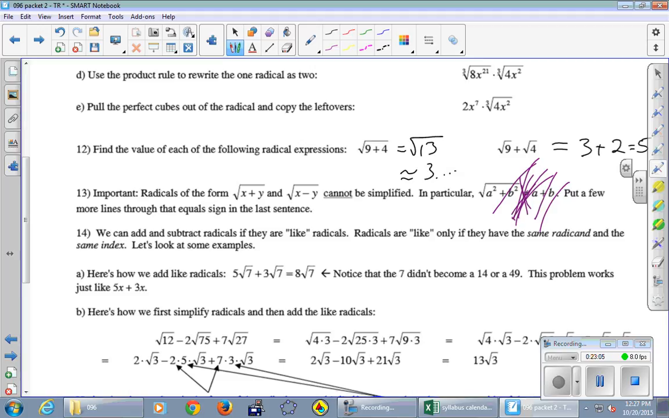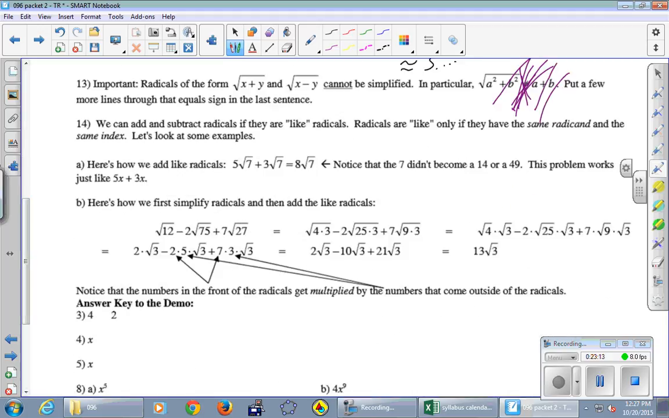Okay. All right, so I think the last piece of new stuff in this section has to do with adding and subtracting radicals. So it says, this is 14, we can add and subtract radicals if they are like radicals. Radicals are like only if they have the same radicand and the same index. That's a lot of vocabulary. Let's look at some specific examples.